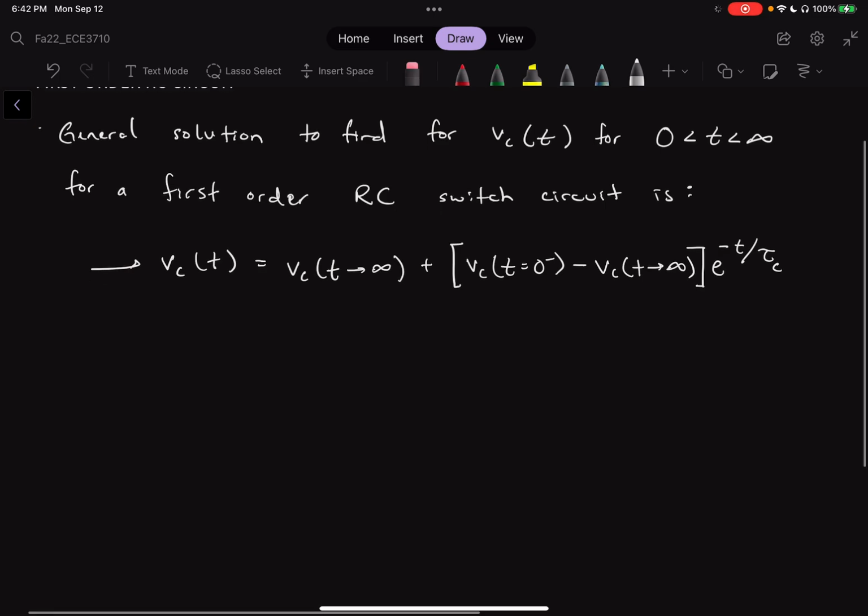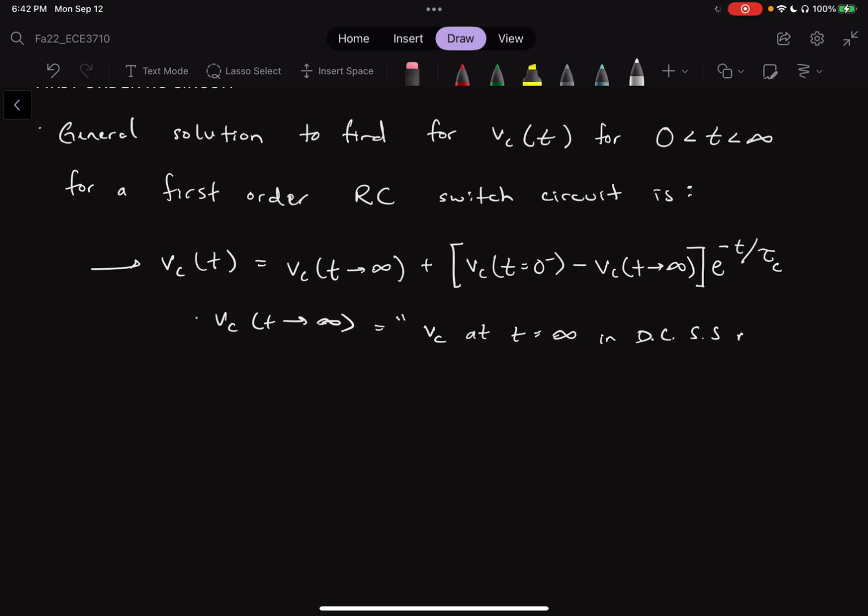Okay, so first, Vc of t approaching infinity is Vc at time equal to infinity in DC steady state mode. Vc of t equal to 0 minus is Vc at t equal to 0 minus in DC steady state mode.